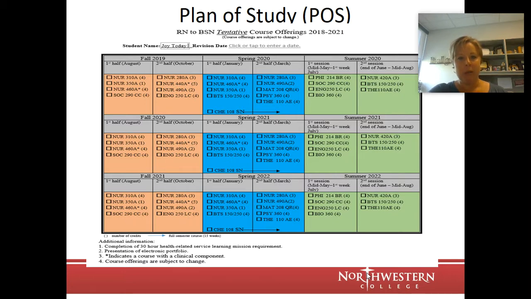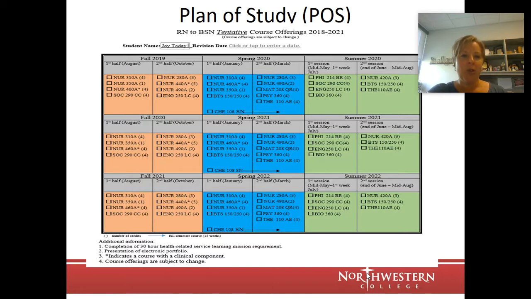Things we need you to remember though, in order to qualify for part-time financial aid, that means you must take one course every 8 weeks. So you must have a minimum of 6 credits per semester to qualify for financial aid. Also, you must get a C or higher in the courses here at Northwestern in order to pass the course and be able to move on.